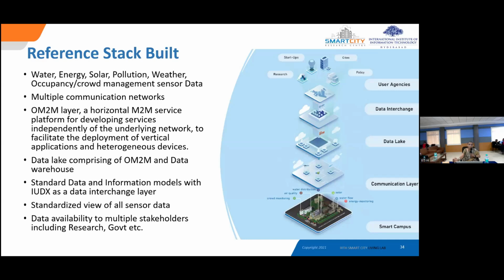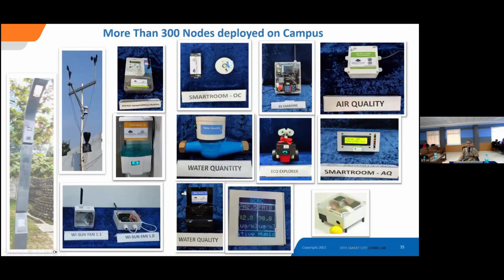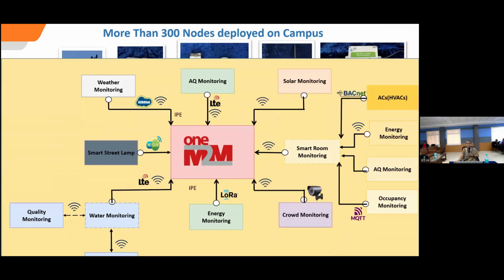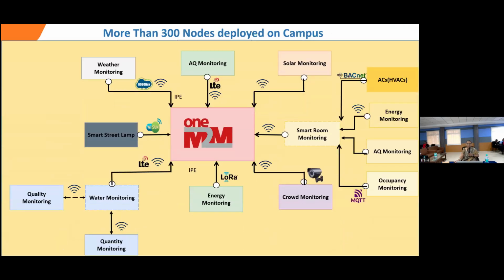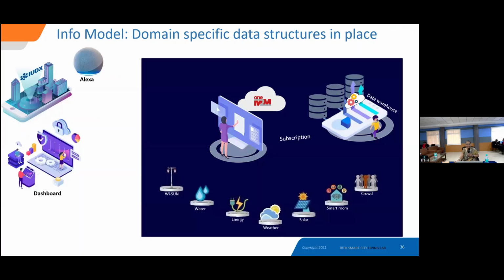Whatever we talk about, unless we show it, it doesn't prove anything. Taking that into account, we have made multiple visualization layers, and this we call a standardized stack for any smart city solution. And these are the various nodes which are deployed. More than 300 nodes are deployed, and you see that they connect through various networks: Wi-Fi, LoRa, 4G, LTE. All these networks are used, and various domains are validated.